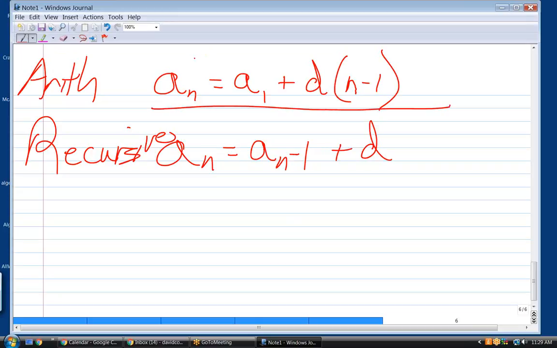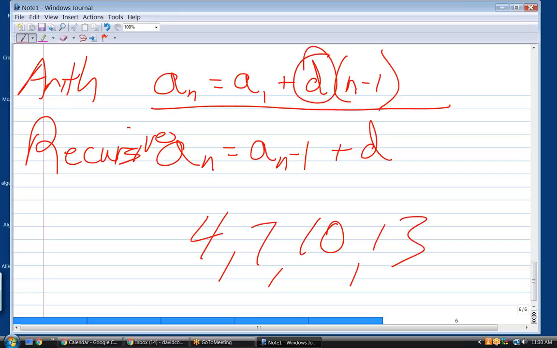Notice there's 4 variables. What does the D and N stand for in the explicit? D is the common difference between each term, and N is the term you're trying to find. The common difference is plus 3. Where would you put that? Where D is, right there. And then you plug in the term you're trying to find into N.